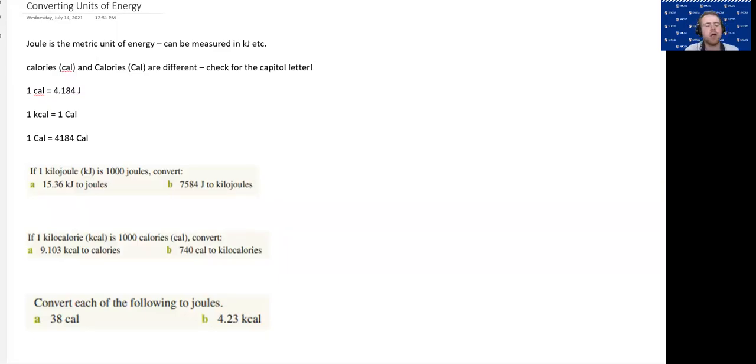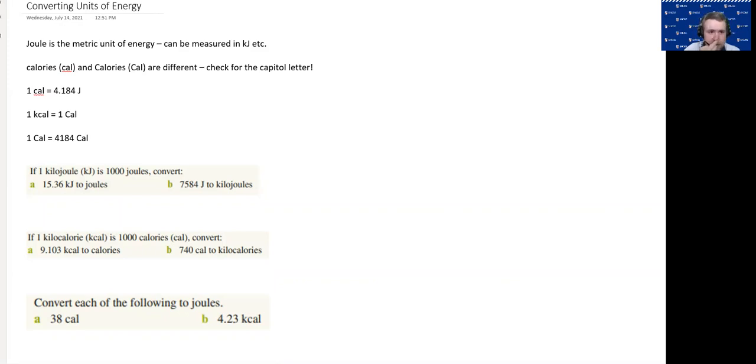Okay, year 11. So last lesson we looked at converting units of mass. We looked at grams, kilograms, tons, etc. We talked about how we've got to remember if we're going from small to big units, that we need less of them. So we're dividing the quantity. If we're going from big to small units, we're going to need more units to measure that. So we're going to multiply the quantity.